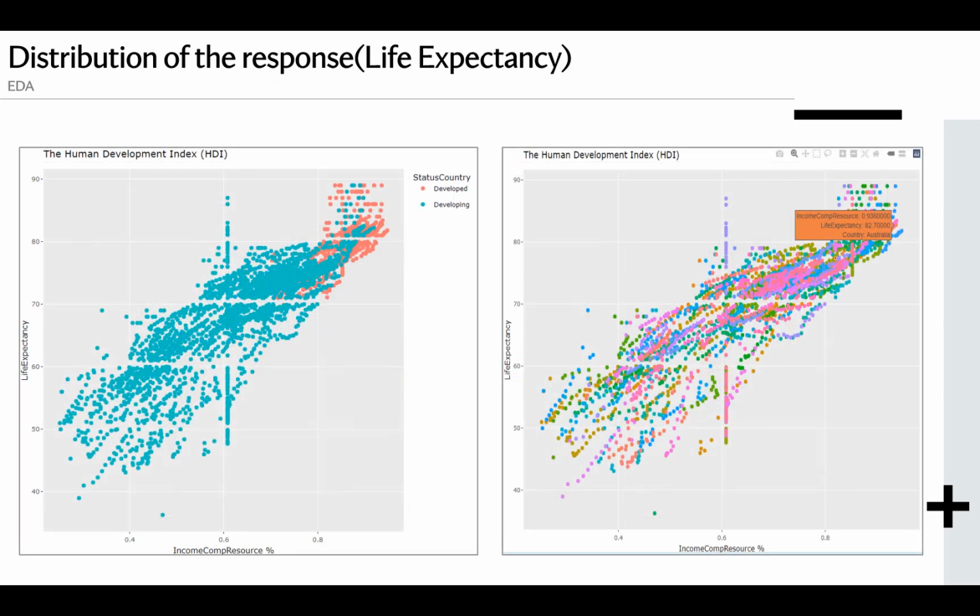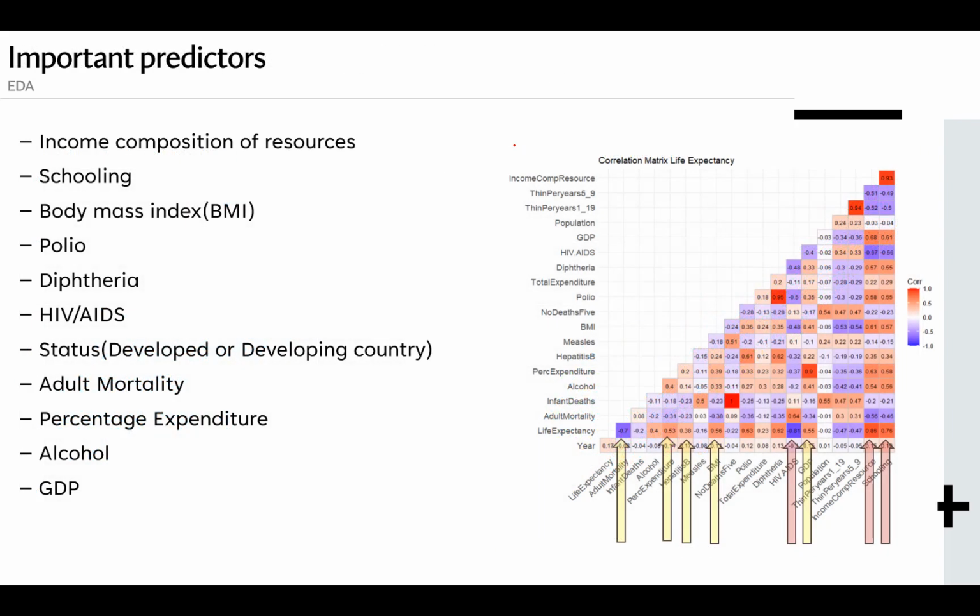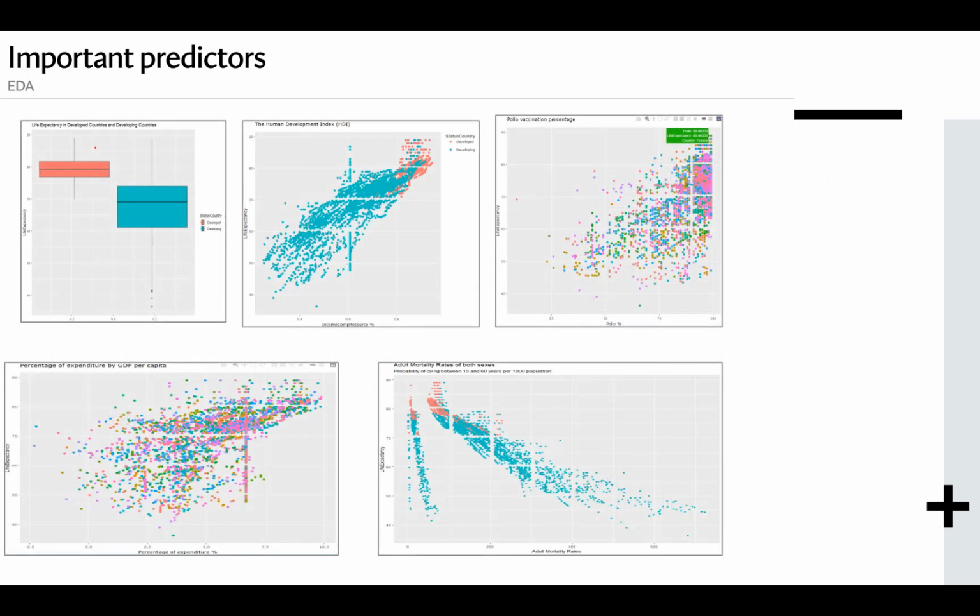Now, this is the relationship that we were talking about. Notice how life expectancy grows as the income composition resource indicator increases. This is the end result of our analysis in terms of finding the most important and potential elements of life expectancy. We have also included this correlation matrix, and we have highlighted the correlation coefficients of these important predictors.